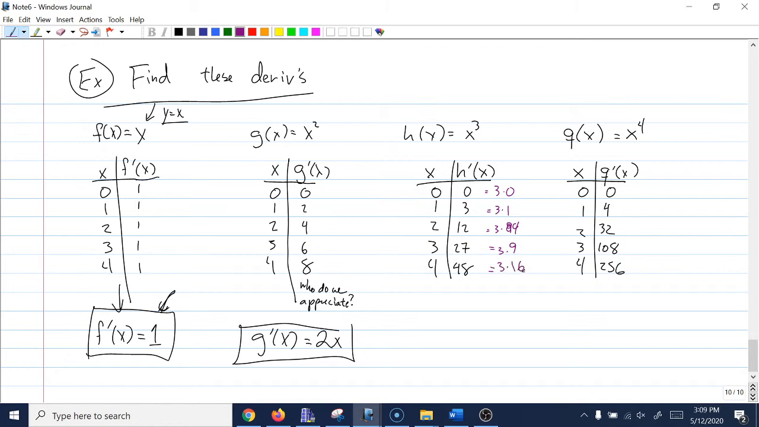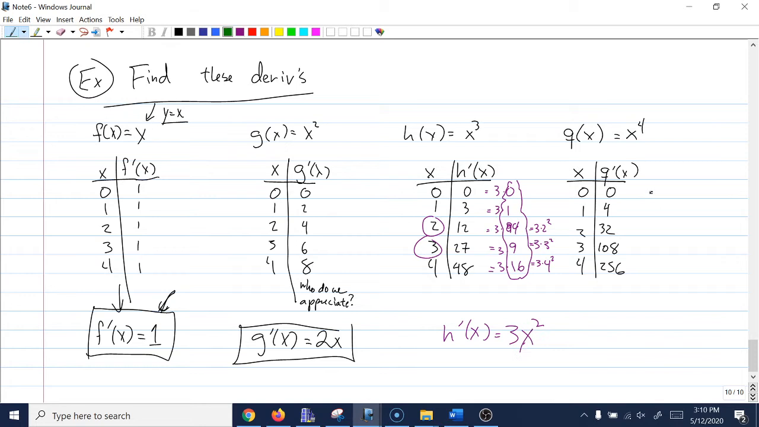Pulling off the 3, the 3 is like masking a simpler pattern going on, and that simpler pattern is 1, 4, 9, 16. These are perfect squares. These are the numbers I can take the square roots of. And in fact, they are the square of x itself. This is 3 times 3 squared. This one is 3 times 4 squared. This one is 3 times 2 squared. And our pattern here is that the derivative is 3x squared.